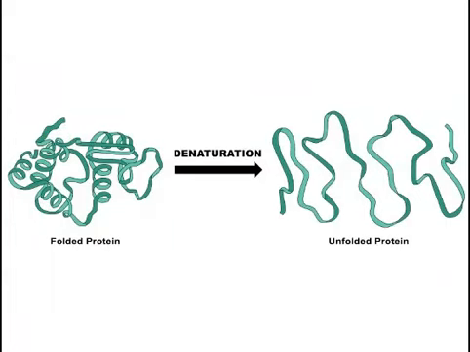On this slide, you're simply looking at an artist's depiction of this process that we call denaturation. On the left-hand side, you can see a folded protein. Remember, all a protein is at its most basic is a long string of amino acids, and that's what this green ribbon represents. That long green ribbon is going to start to fold up.